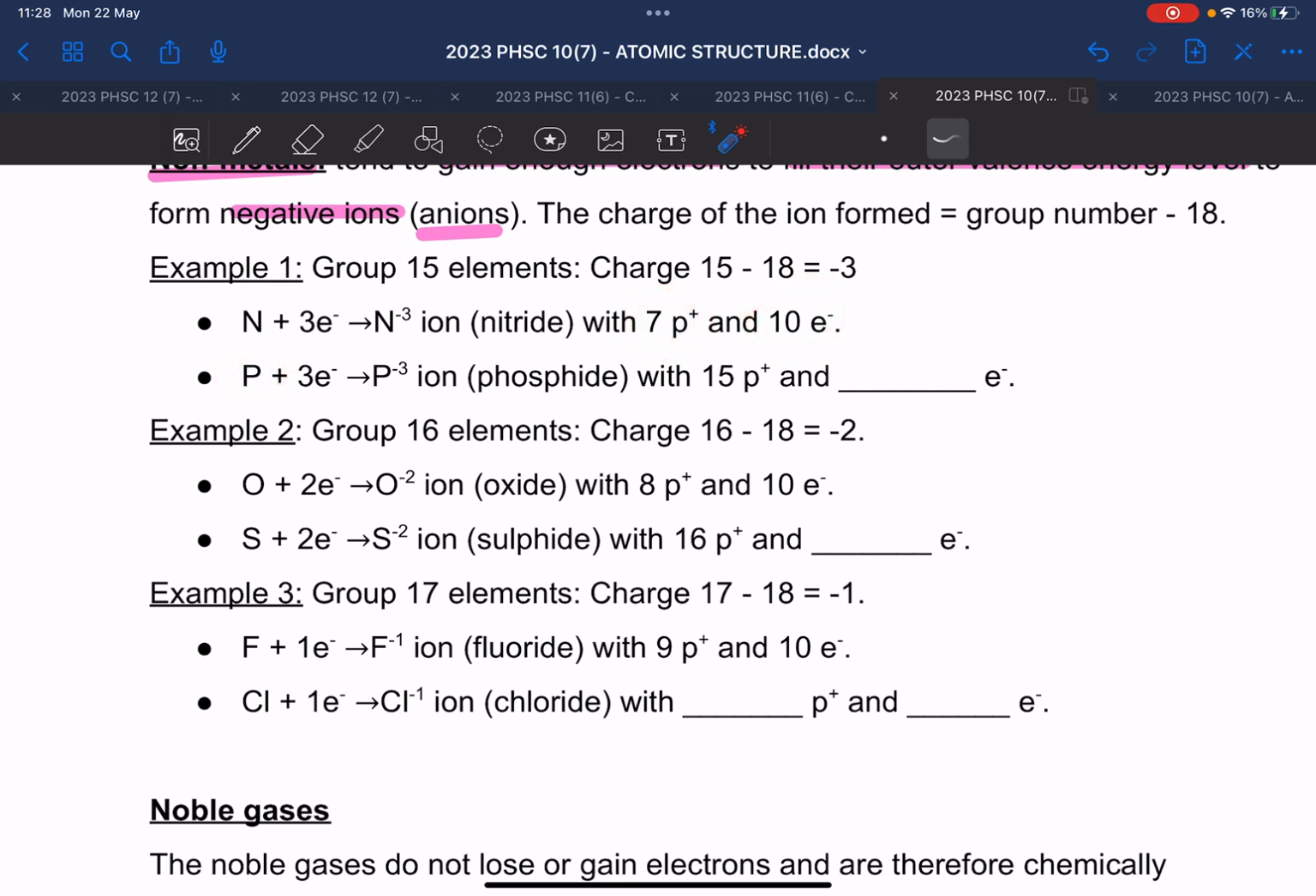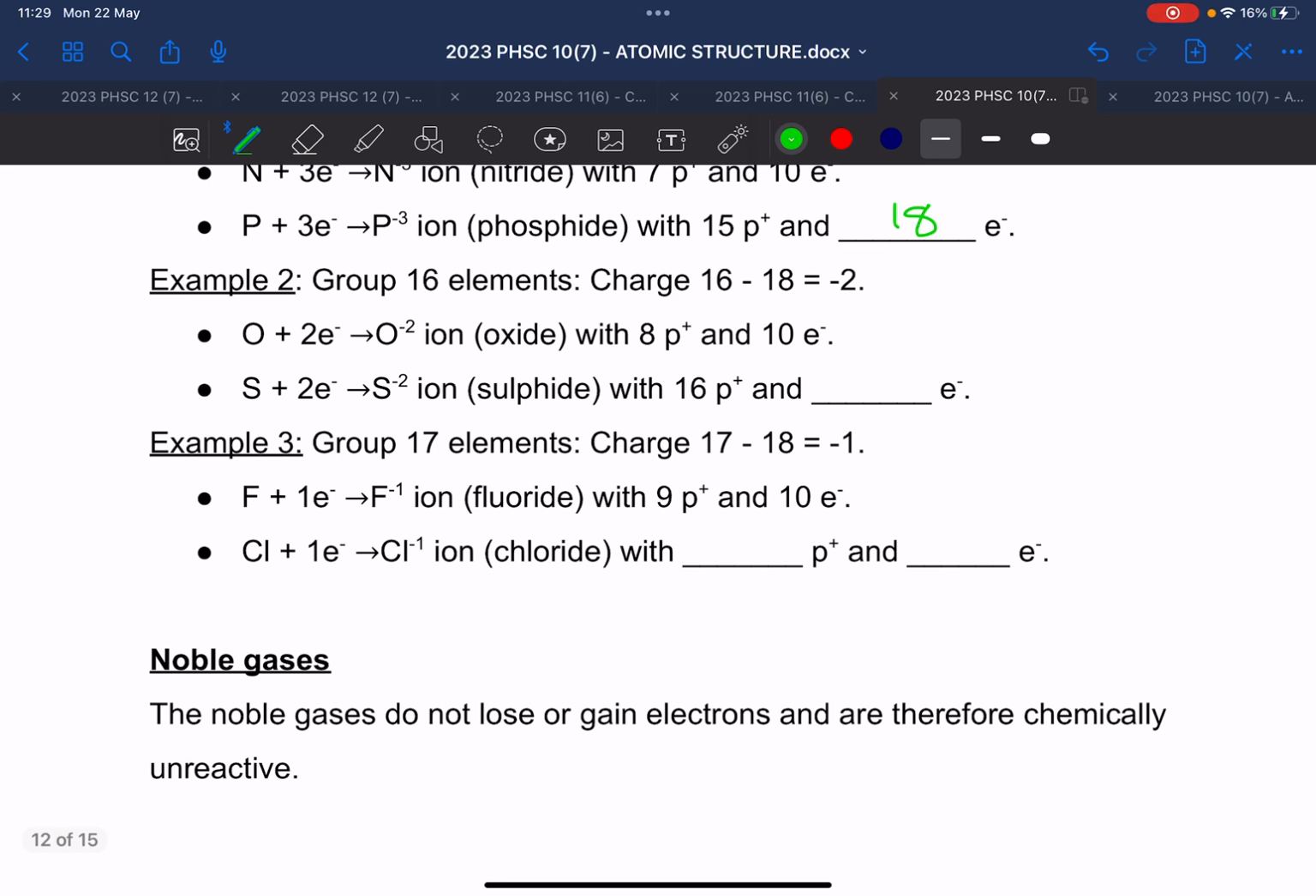Phosphorus, also in group 15, has 15 protons. If it gains 3 electrons, how many will it have? 18. If you look at sulfur, sulfur is in group 16 and element 16, and so it has 16 protons. It will gain how many? 1, 2 to become like argon. So how many electrons will it have? 18.